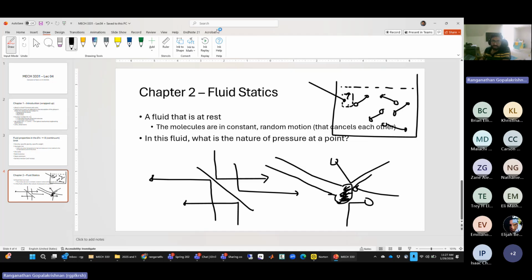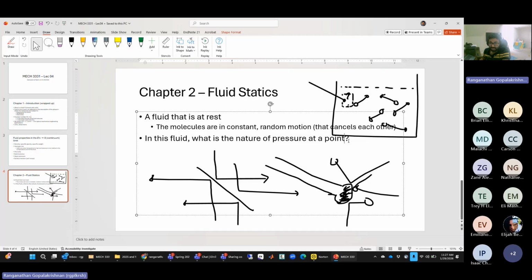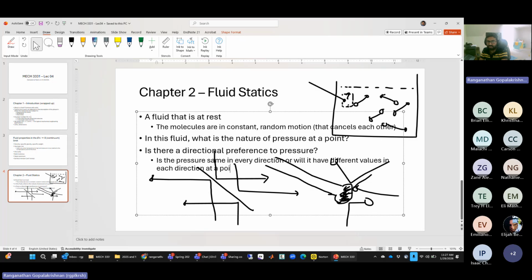Okay. So the first question I want to pose is, is there a directional preference to pressure? Meaning, is the pressure the same in every direction, or will it have different values in each direction at a point? Is it radially symmetric, or is it having some kind of a directional dependence? That's the question. Intuitively, what do you think?